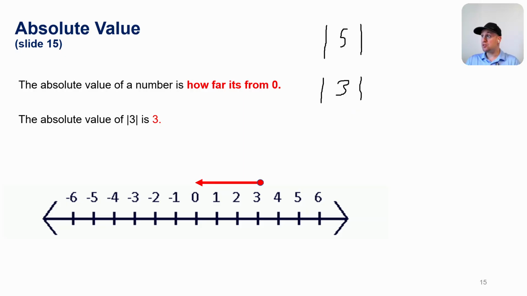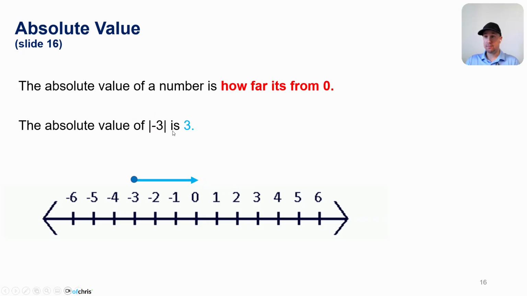Now, absolute value is always, always, always written in the form of a positive. So for example, if I say, what is the absolute value of positive 3? We would write it as 3. Likewise, if I have the absolute value of negative 3, we would also write this as a positive 3. Again, the distance from 0, negative 3 to 0, is 3 total units.